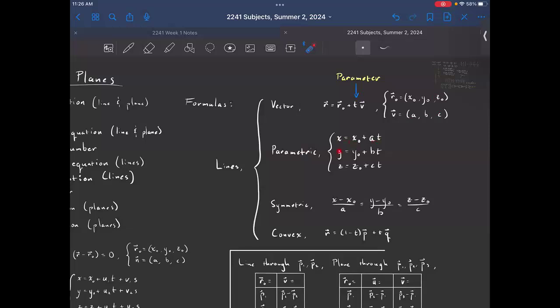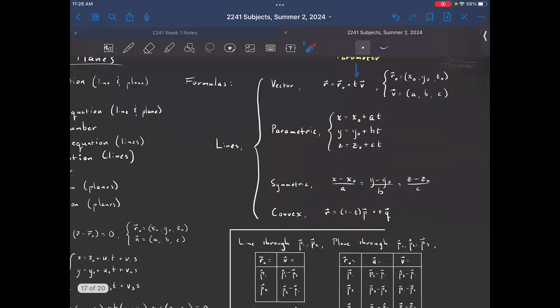Next up, we have the parametric equation of the line. And this is basically the vector equation, but split up into its components along the x, y, and z directions. Here we have symmetric equations. They look like this. And then convex equations for lines look like this. We'll see why those look like that in a minute.